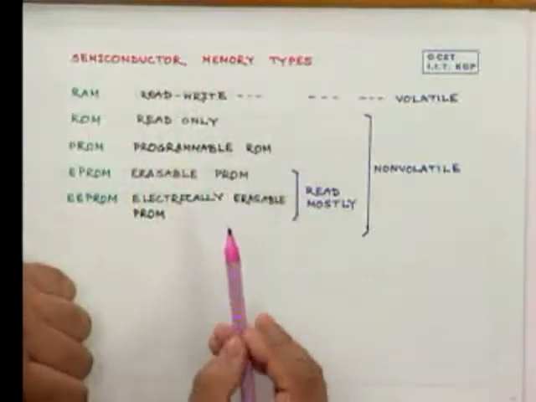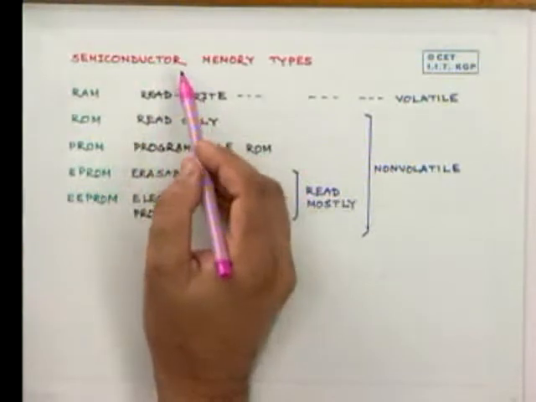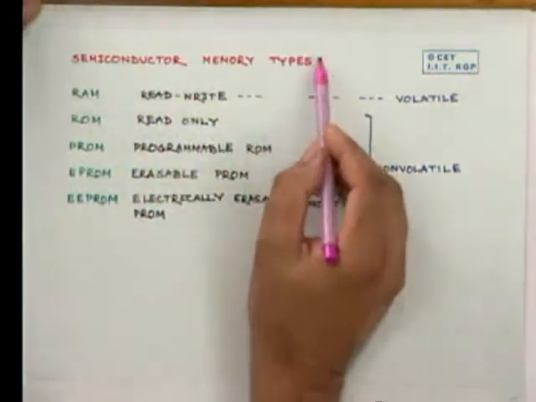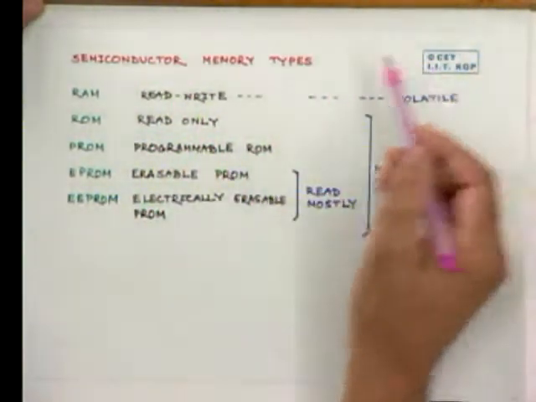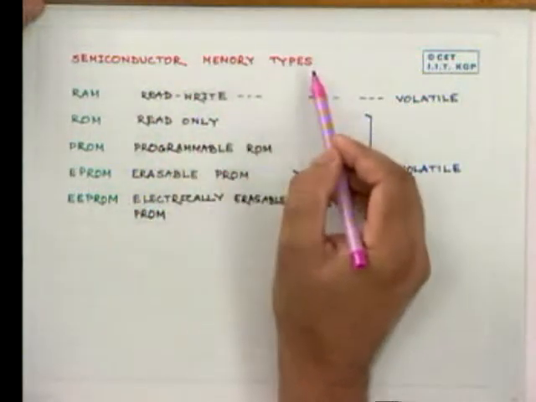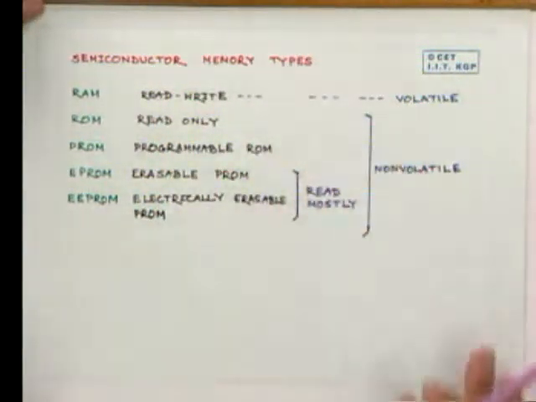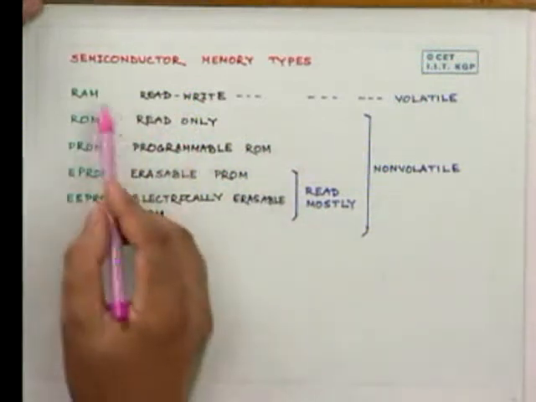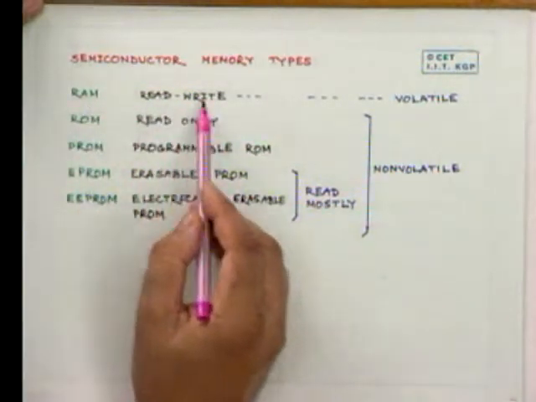Now, let us see what the different semiconductor memory types are. We call them semiconductor memories because, as you know, VLSI chips consist of semiconductors. We have talked about the RAM already, which is read-write.